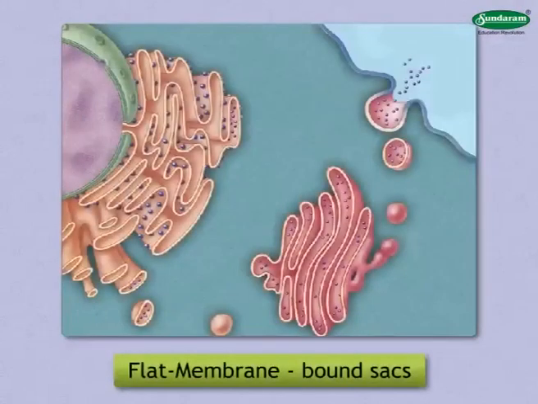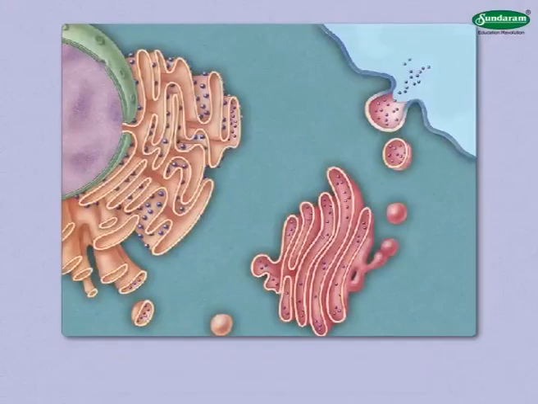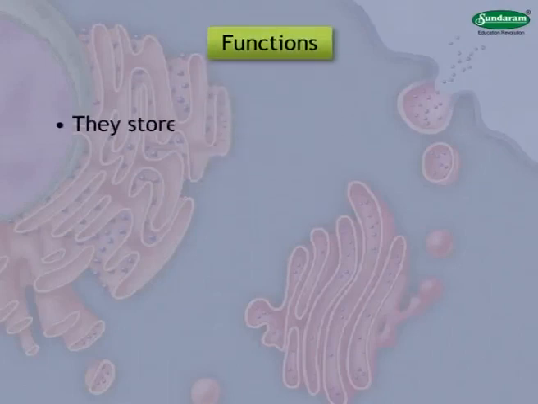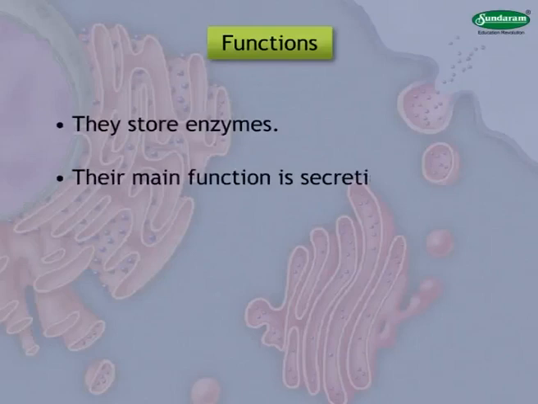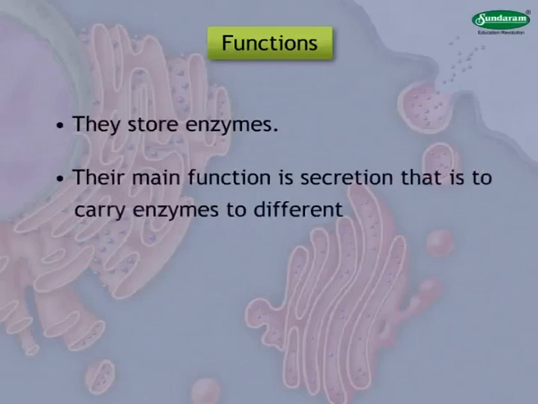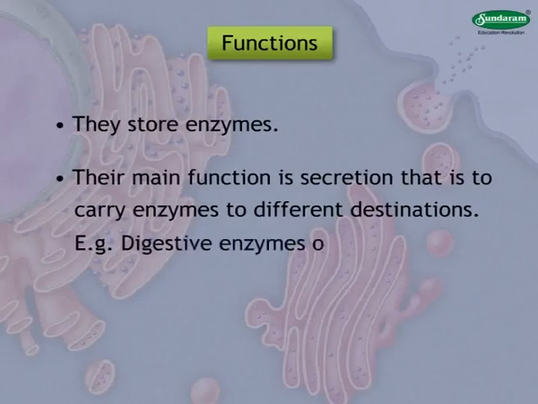6. Golgi bodies. They are stacks of flat, membrane-bound sacs in the cytoplasm. Functions. They store enzymes. Their main function is secretion, that is, to carry enzymes to different destinations. Example, digestive enzymes of pancreatic juice.